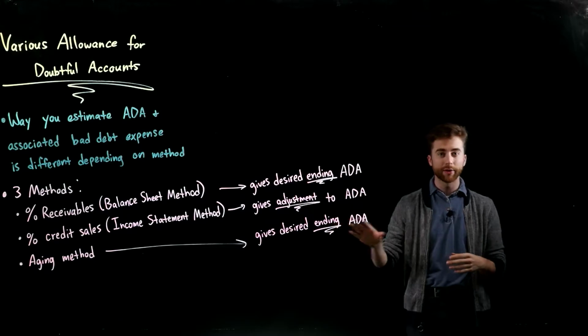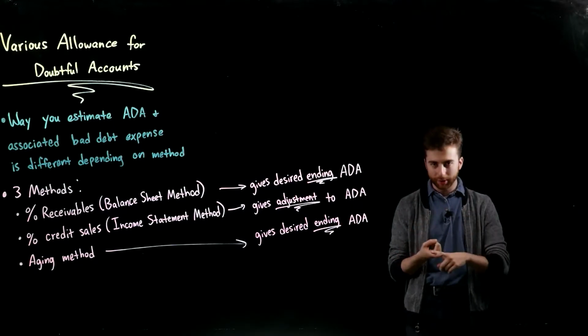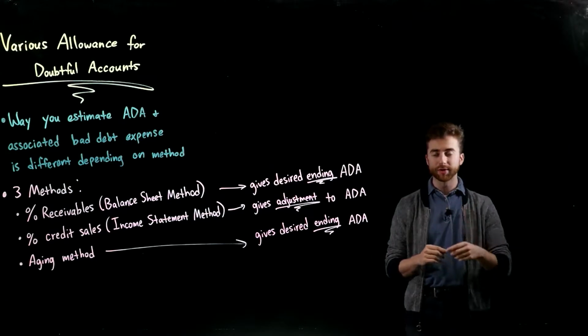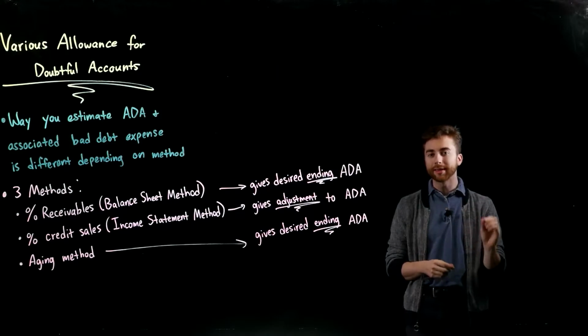We have another video that goes over the entire purpose of it and a lot of the nuance involved with the journal entries and everything. I'll put the link in the description for that, but what we're going to look at today are the various methods we use to actually calculate that number.